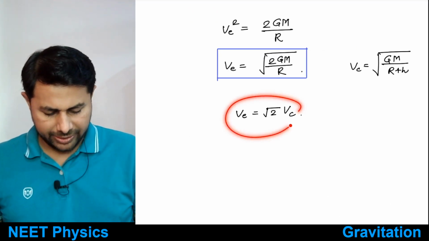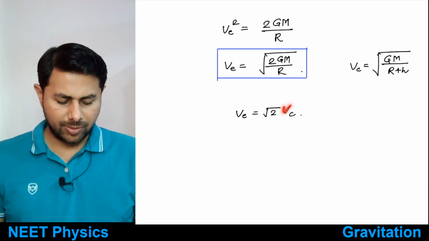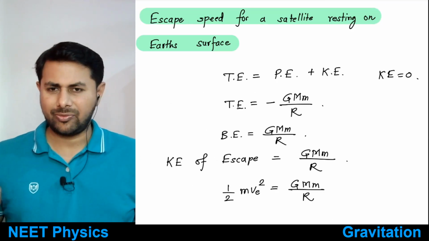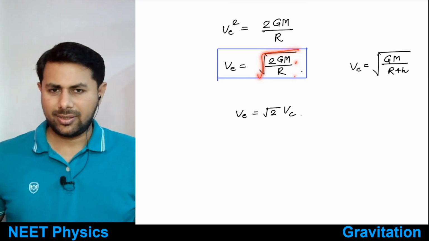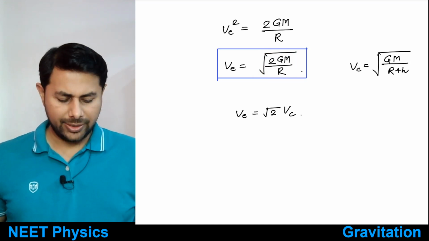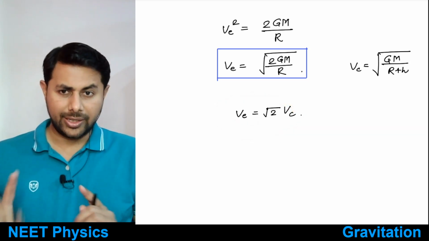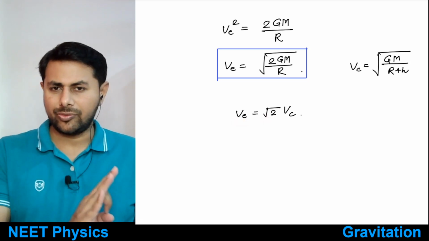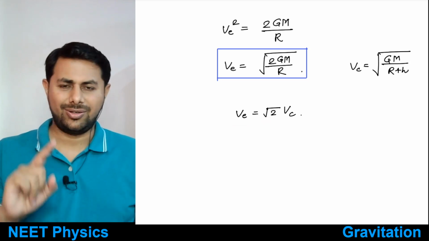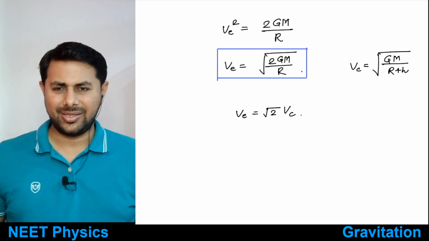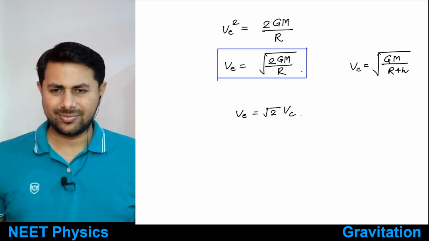So escape speed of a satellite which is just resting on Earth's surface is root 2 times its critical velocity. It is a satellite or any body which is resting on Earth's surface. What would be the escape speed? It is square root of 2GM over r. So there is this crucial relation between the escape speed on Earth and the critical velocity of the satellite: v is equal to square root of 2 vc. But if the satellite is revolving, then escape speed of that satellite and its critical speed are the same. Is this point clear?